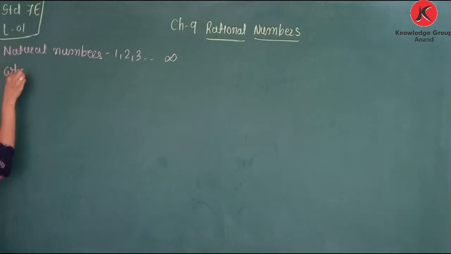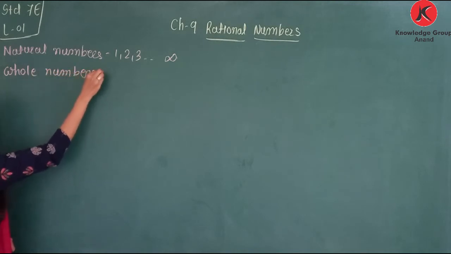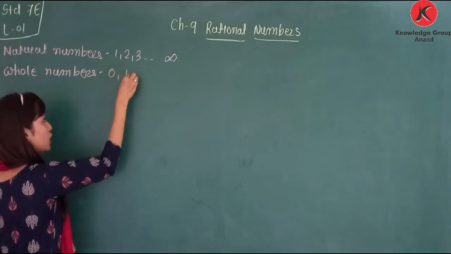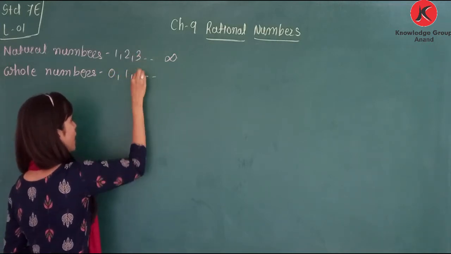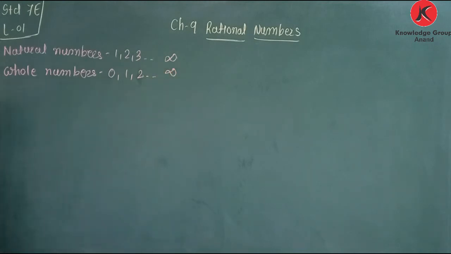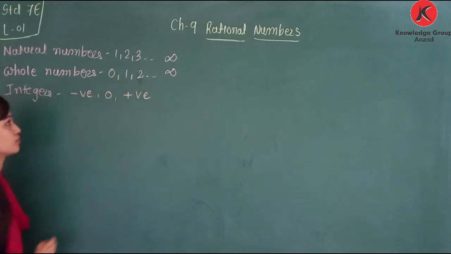After that we learn about the whole numbers. Which numbers are there in a whole number? Numbers that start with 0, include natural numbers, and go up to infinite. Whole numbers include 0 because sometimes we need to use a 0 also. Then after that, the group of numbers is integers. So that includes negative numbers, 0 and positive numbers.